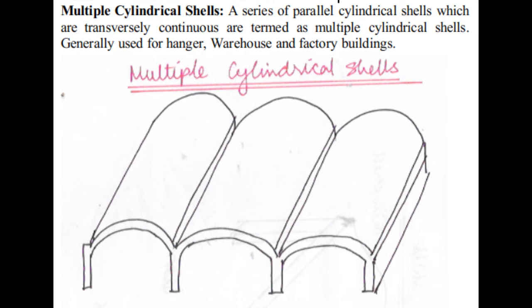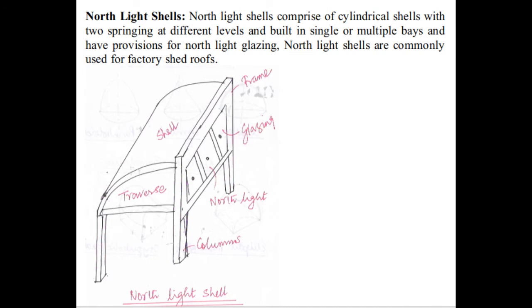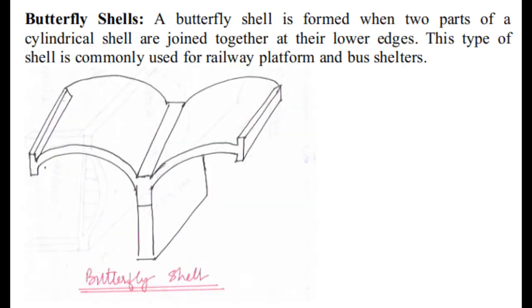Another example is the north light shells. They consist of a cylindrical shell with two springings at different levels, and they are built in single or multiple bays and have provisions for north light glazing. North light shells are commonly used for factory shed roofs. Another example you can see over here is the butterfly shell. It is formed when two parts of the cylindrical shell are joined together at their lower edges. This type of shell is commonly used for railway platforms and bus shelters.